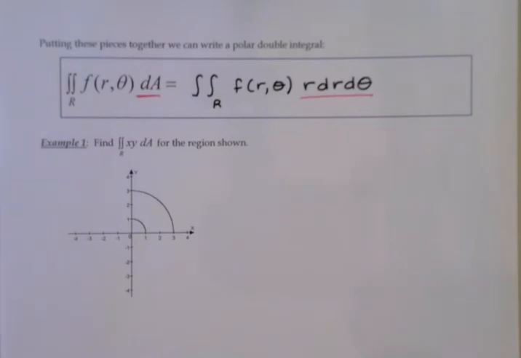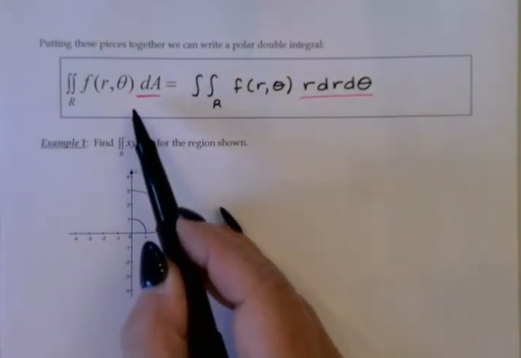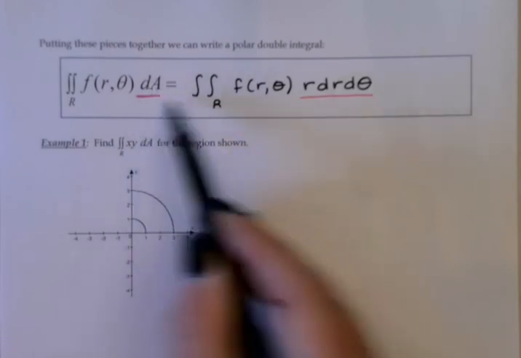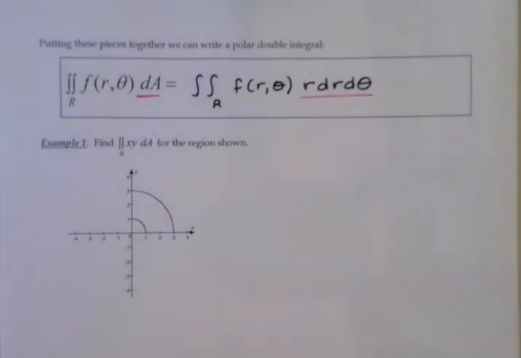This is section 13.3, part B. We just figured out that when we integrate in polar coordinates, we're going to have to do our dA as an r dr d theta, and we're ready to do a couple of examples.